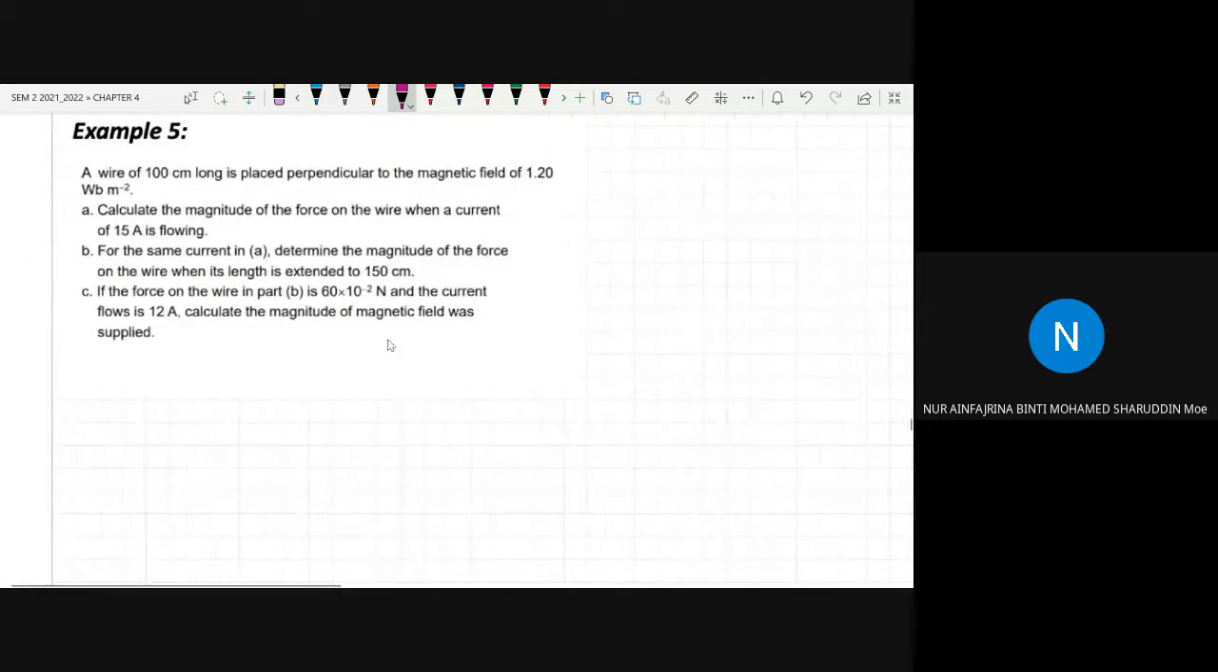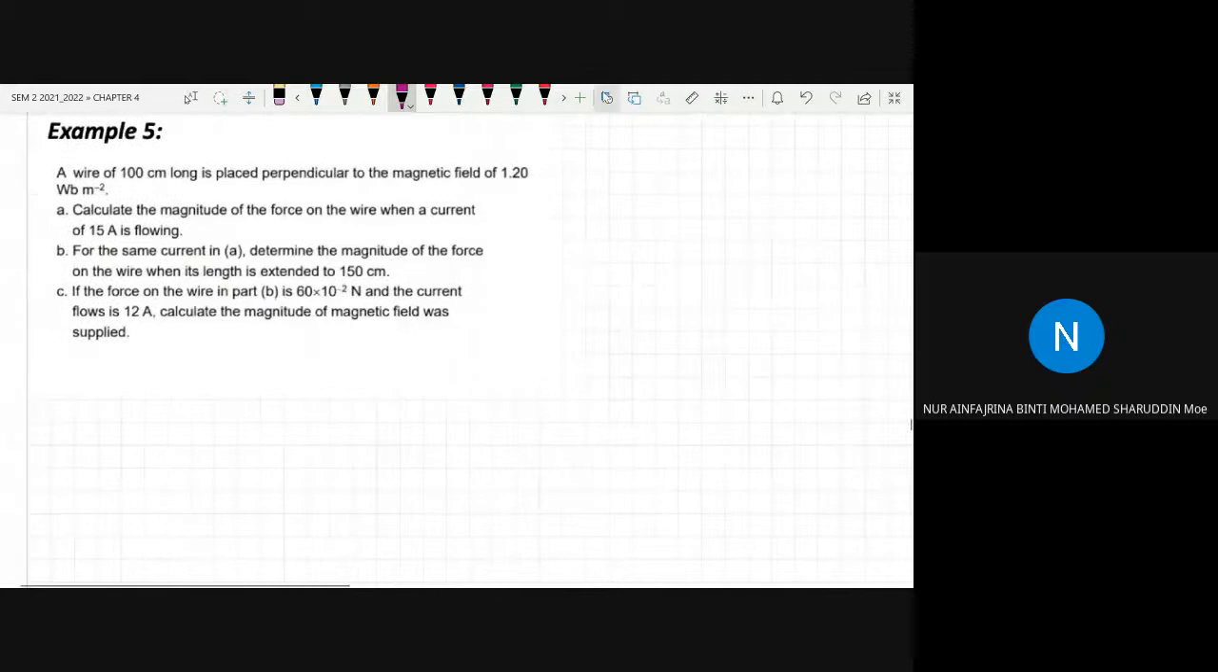Okay, so Miss buat dengan korang lah. So soalan dia cakap, a wire 100 cm long. Okay, so you have a wire. That wire is 100 cm long. Is placed perpendicular to the magnetic field.